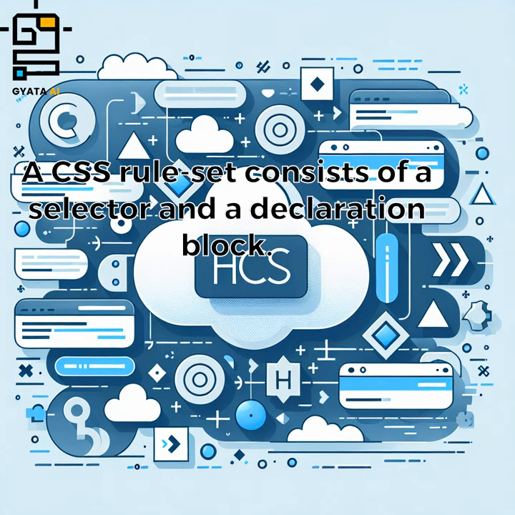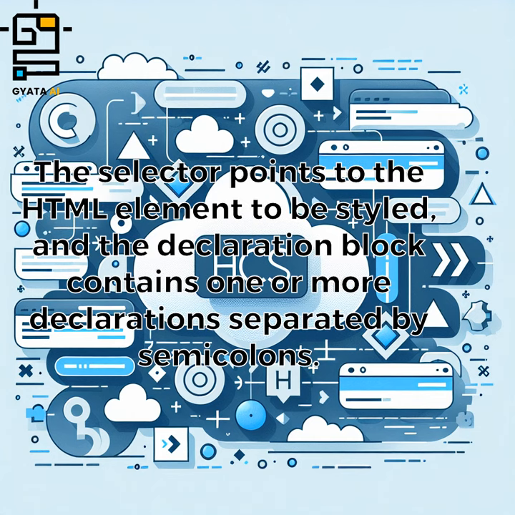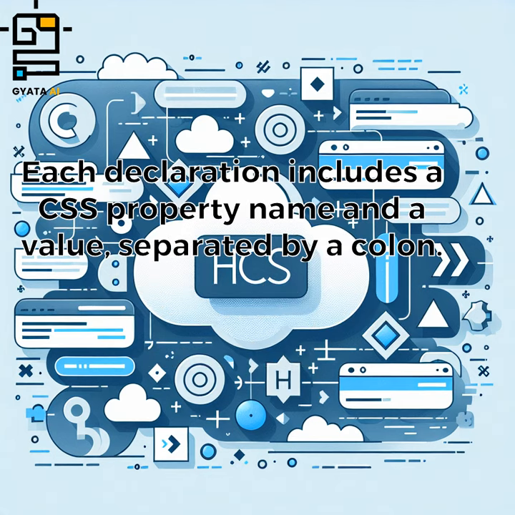CSS syntax. A CSS rule set consists of a selector and a declaration block. The selector points to the HTML element to be styled, and the declaration block contains one or more declarations separated by semicolons. Each declaration includes a CSS property name and a value, separated by a colon.